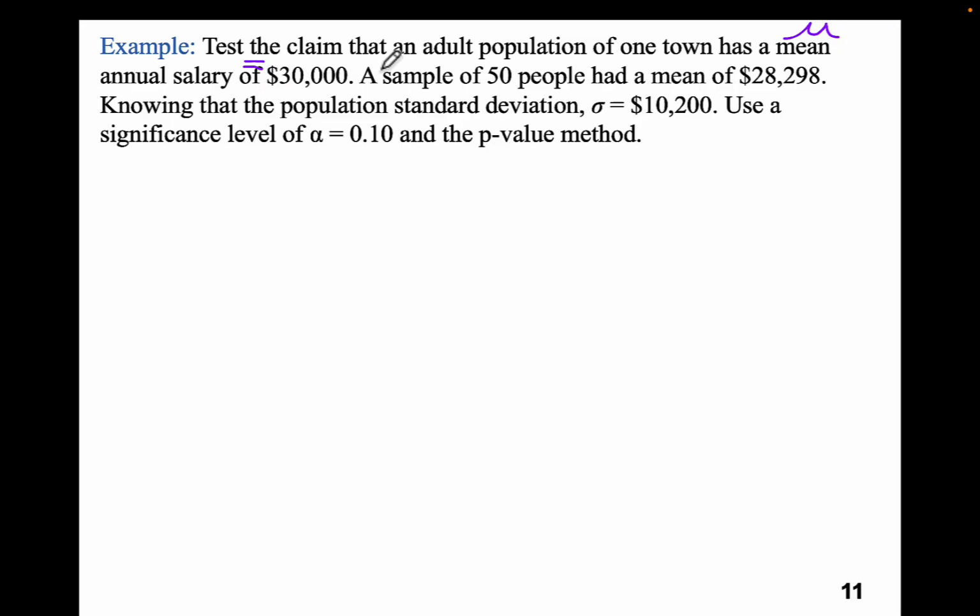All right, what else? We have a sample of 50, so that's n. They had a mean, so this is x bar, of 28,298. Knowing that the population standard deviation, oh, this is huge. This knowledge of sigma, the population standard deviation, tells us that we can still use the normal distribution. So we'll be using z-stat.